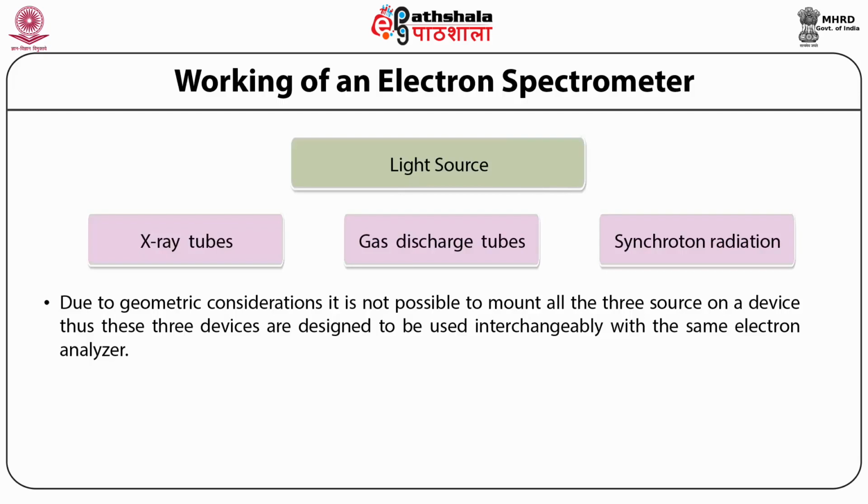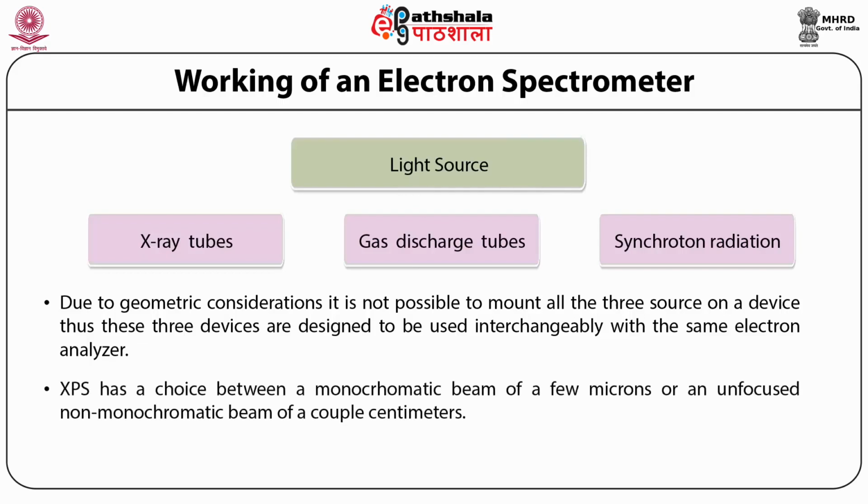with the typical one being a helium discharge lamp operating at 58.4 nanometer, corresponding to 21.2 electron volt of energy. XPS has a choice between a monochromatic beam of a few microns or an unfocused non-monochromatic beam of a couple of centimeters. These beams originate from X-ray sources of either magnesium or aluminium, giving off about 1253.6 electron volt and 1486.6 electron volt of energy respectively.